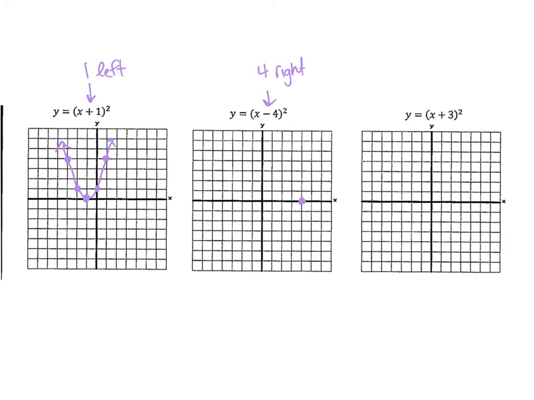Now, my parent function always has the following things. Over 1, up 1. Left 1, up 1. Over 2, up 4. Left 2, up 4. So you're going to use that same pattern to graph it. Starting at your dot, your vertex, you're going to go up 1 to the right, 1 up. 1 to the left, 1 up. Got that so far?